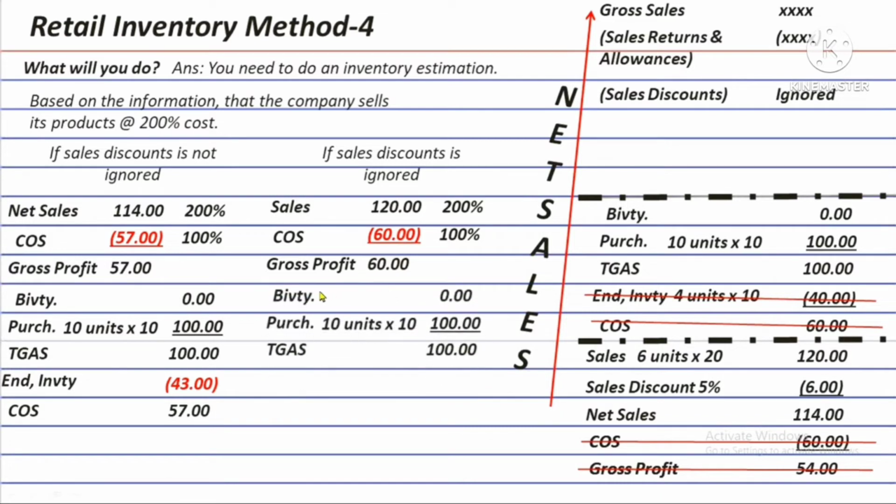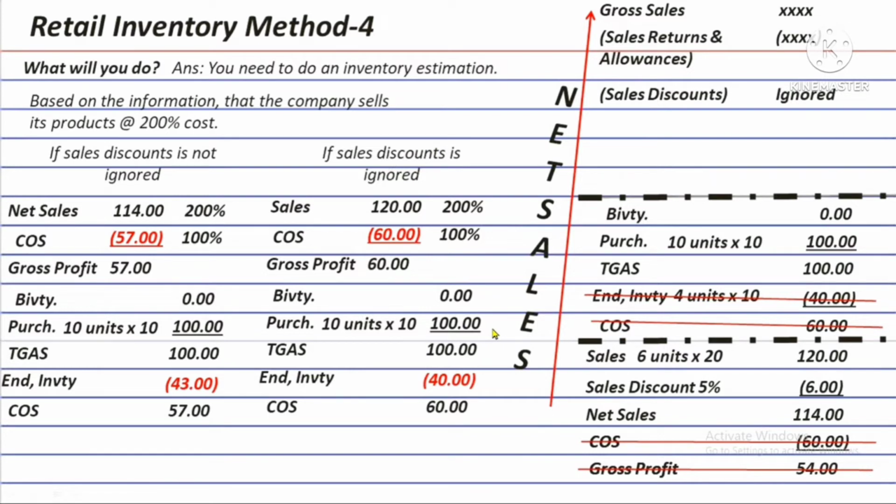So let's use this cost of sales of 60 to work back. So we have again the total goods available for sale of 100 minus the 60. Then the ending inventory is 40. And the cost of sales as well as the ending inventory, these amounts coincide with the correct ones, right? Why? Because we ignored the sales discount in the inventory estimation.